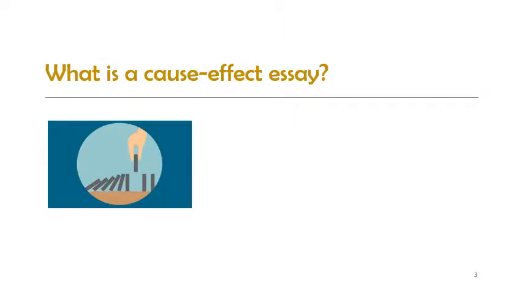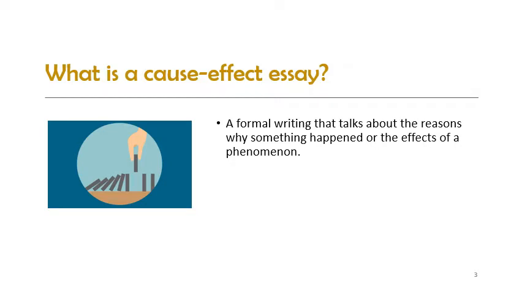First things first, what is actually a cause and effect essay? I believe that you can get a hint from the name itself. A cause and effect essay is a form of writing that talks about the reasons why something happened, or we can call it causes, or the effects of a phenomenon. So that means you have to first choose what phenomenon you want to discuss in your essay.